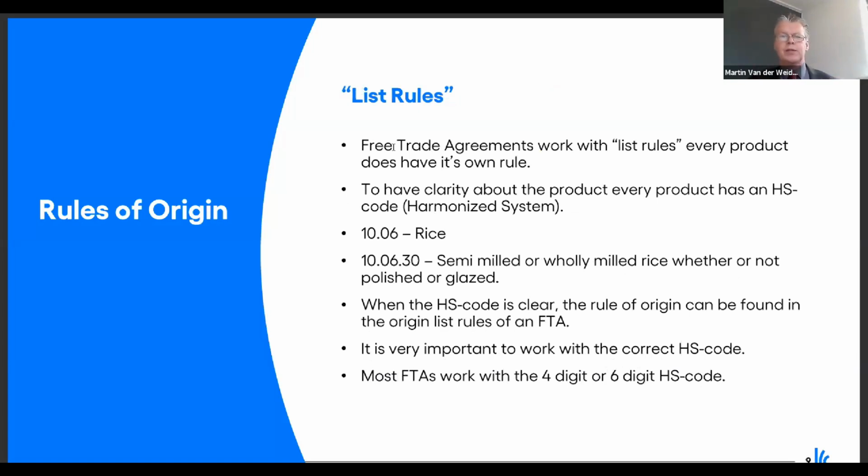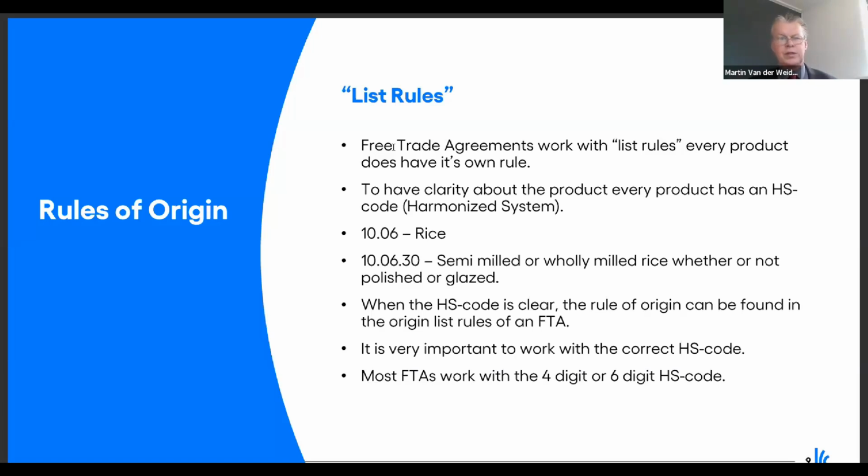Then you need to go to the second step, and that is to figure out what the rule of origin is for your product. I think we have quite a lot of participants. You are dealing with many products, and they are all classified in the harmonized system. If you're exporting already, you are familiar with that. But every product worldwide has a unique code, and you can find that in the harmonized system. In my example, 1006 is rice. That's everywhere in the world. If you talk about rice, it's 1006.